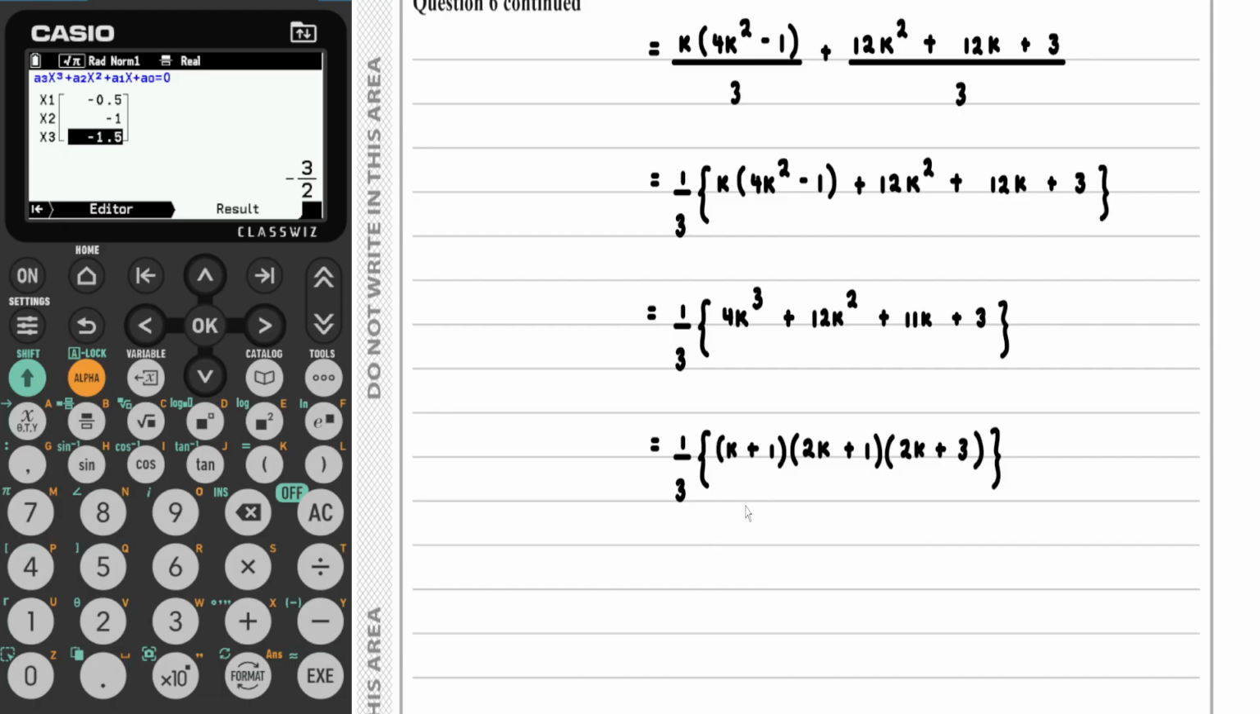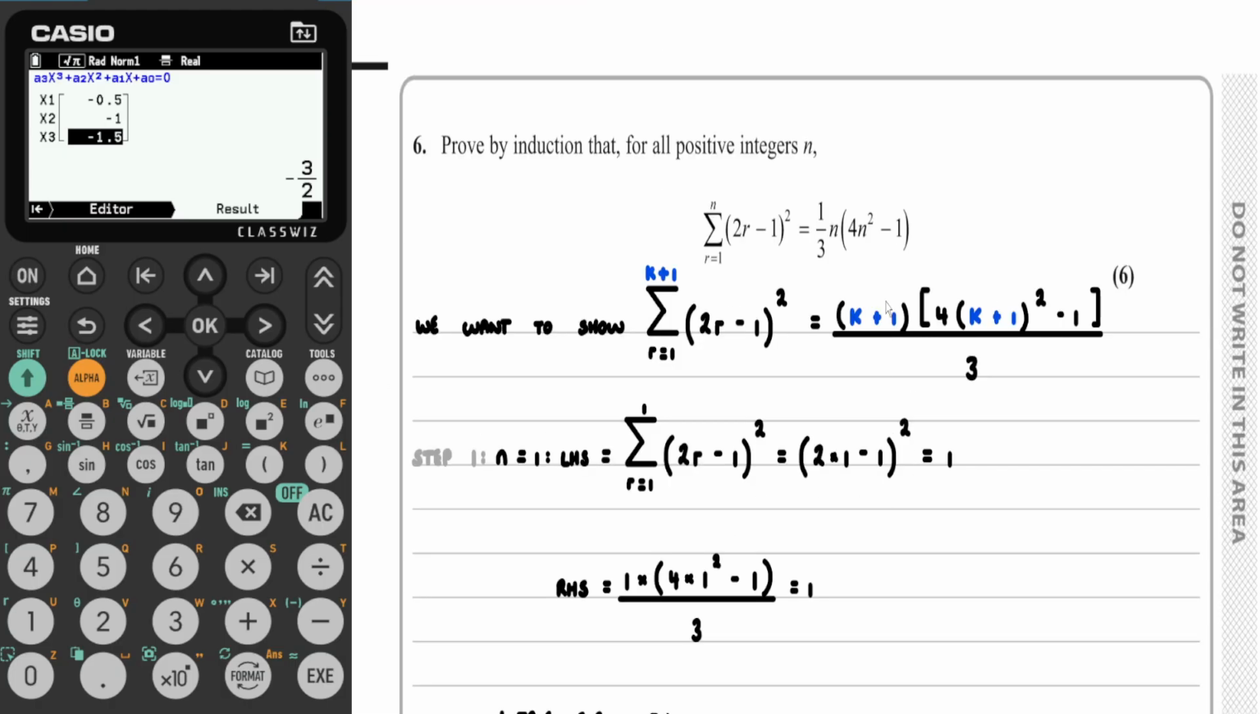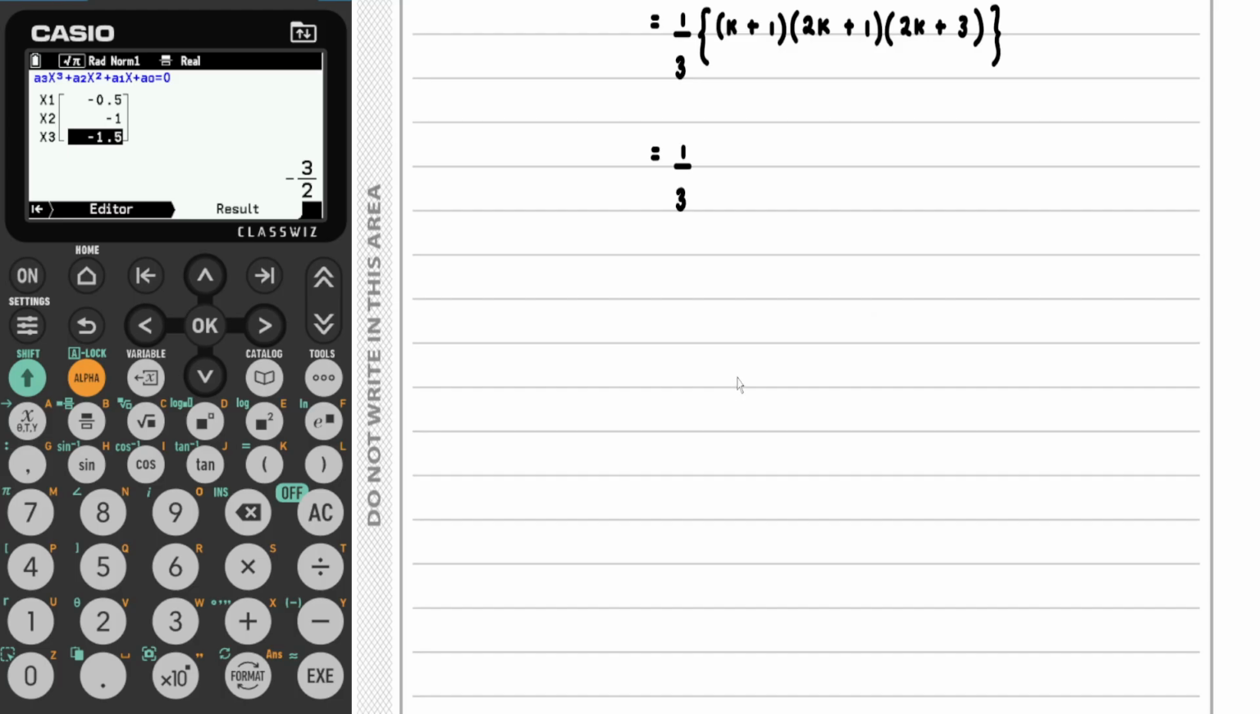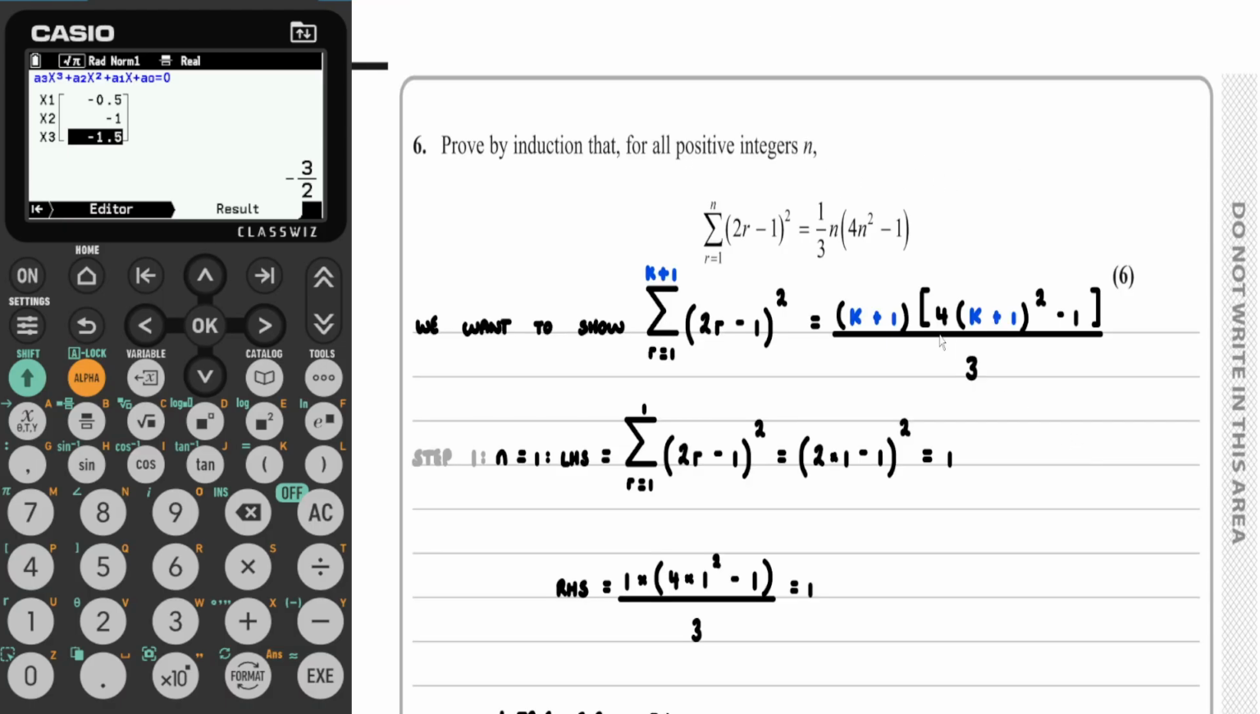Now if we look at what we wish to show, here you can see we've got a k plus 1 over 3, and then we've got this 4 times k plus 1 squared subtract 1. So I've got this third, and then I've got this k plus 1, and then I'm going to multiply these two brackets together. So I've got 4k squared plus 8k plus 3. And if you remember from what we had to show, we have 4 times k plus 1 squared subtract 1. It looks like a completed square form.